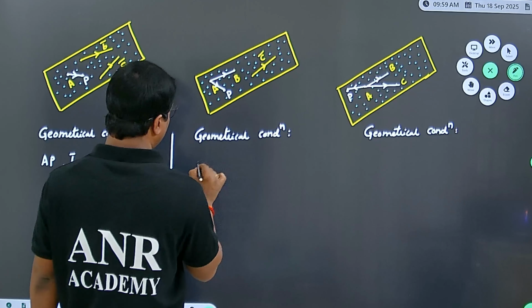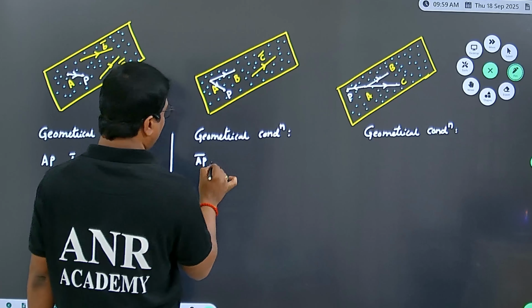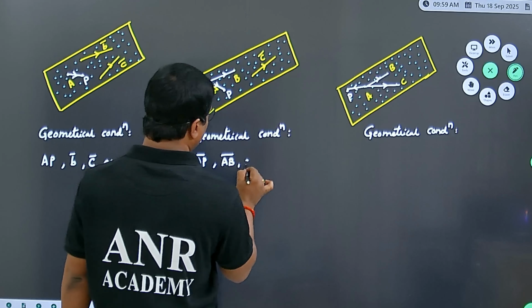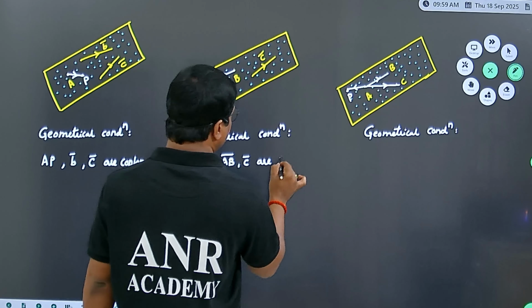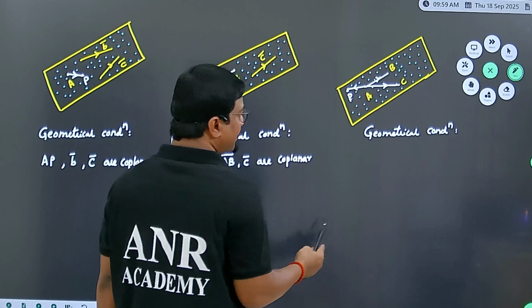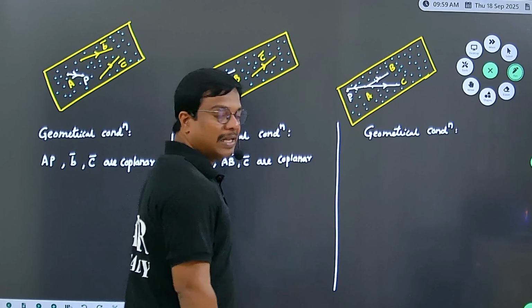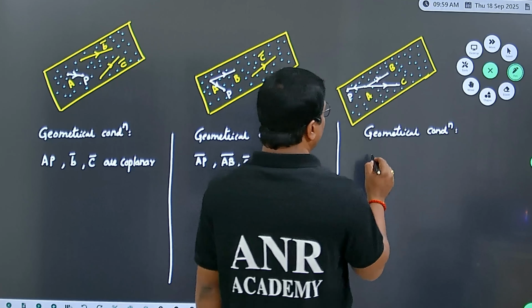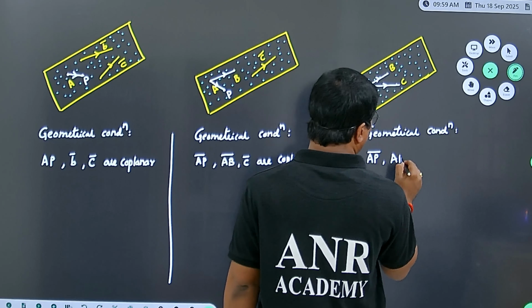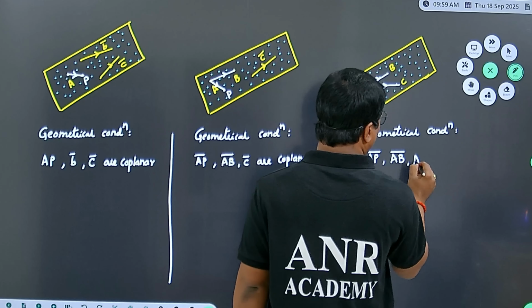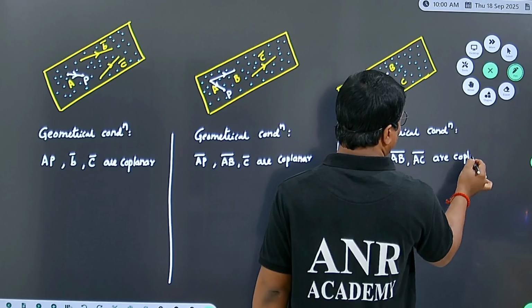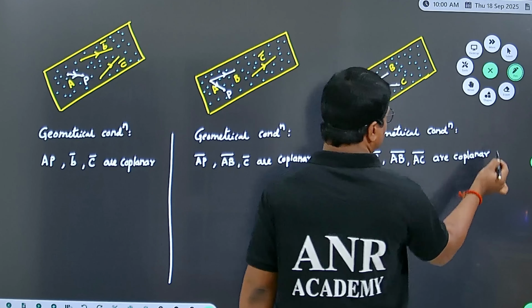Also here, AP vector, AB vector and AC vector, these three are coplanar. Next, third one, AP vector, AB vector and AC. These three are lying on the same plane, which implies I can say that they are coplanar.